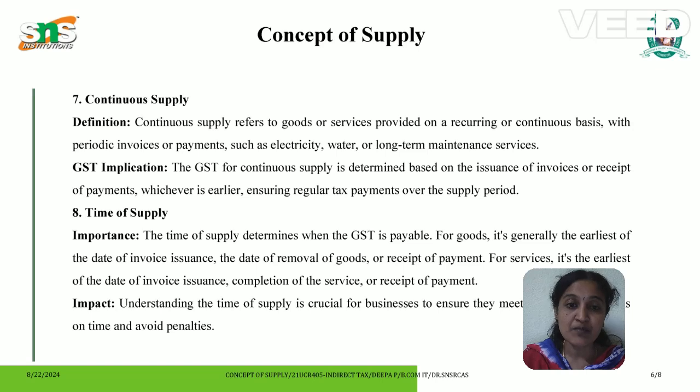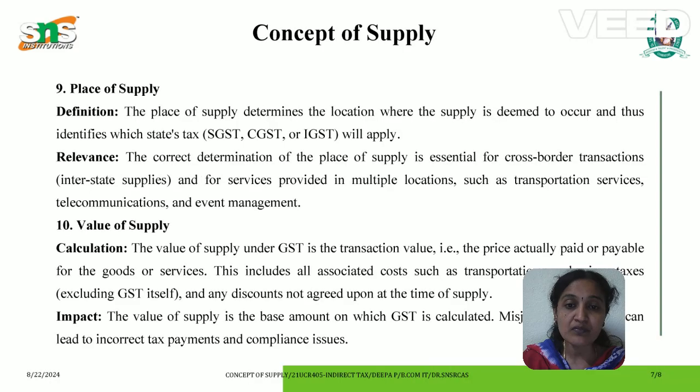Time of supply. The time of supply determines when GST is payable. It is generally the earliest of the date of invoice issuance, the date of removal of goods, or receipt of payment. The next is the place of supply. It determines the location where the supply is deemed to occur and thus identifies which state gets the tax. Valuation of supply. The value of supply under GST is the transaction value, that is the price actually paid or payable for goods or services.